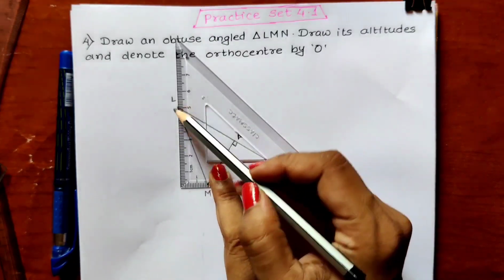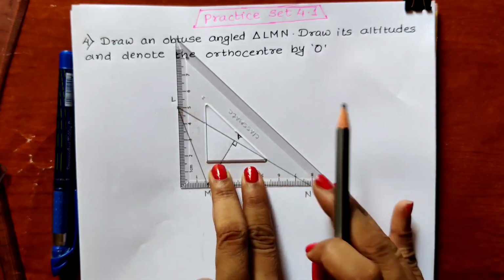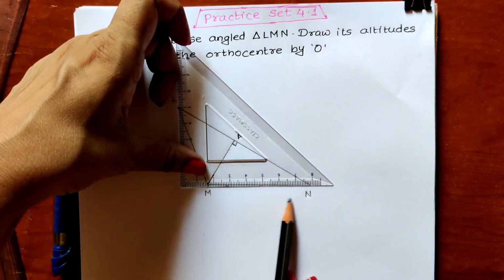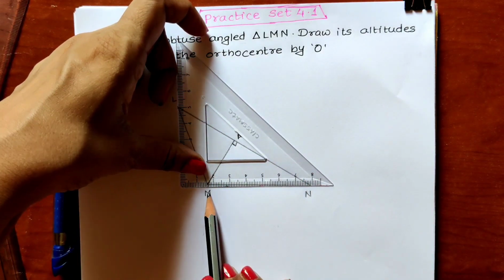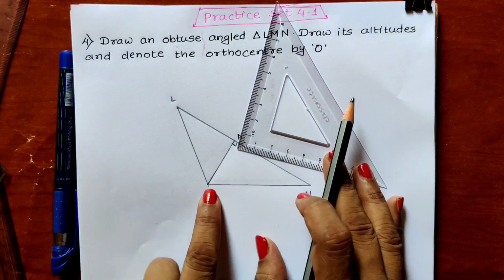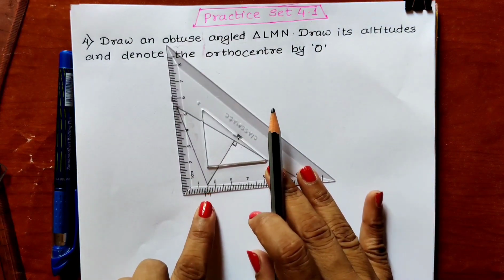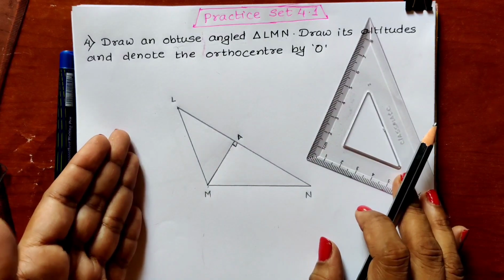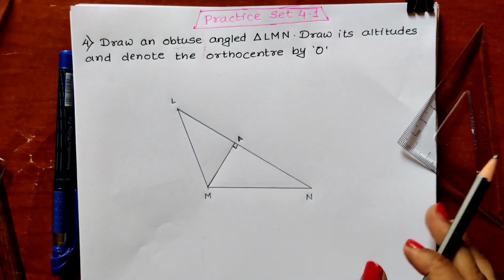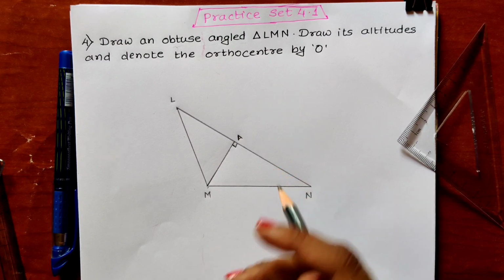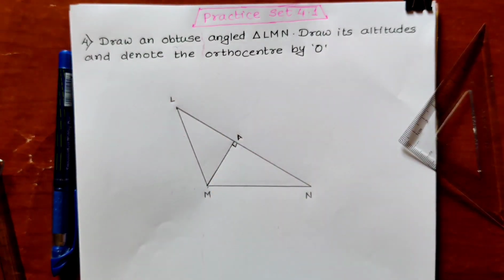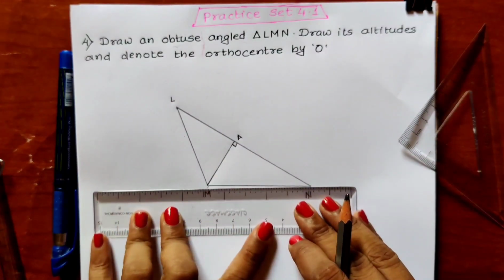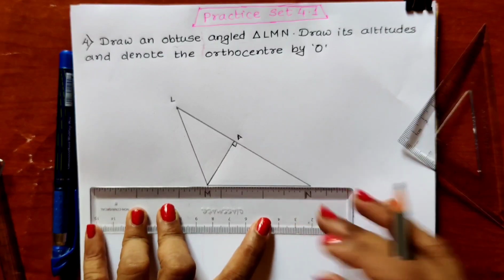The one side is passing through point L, but here we can see that the side MN ends here only. So our altitude will be in the exterior of the triangle, outside of the triangle. So altitude can be in the exterior of the triangle. For drawing this altitude, we have to extend this side MN.